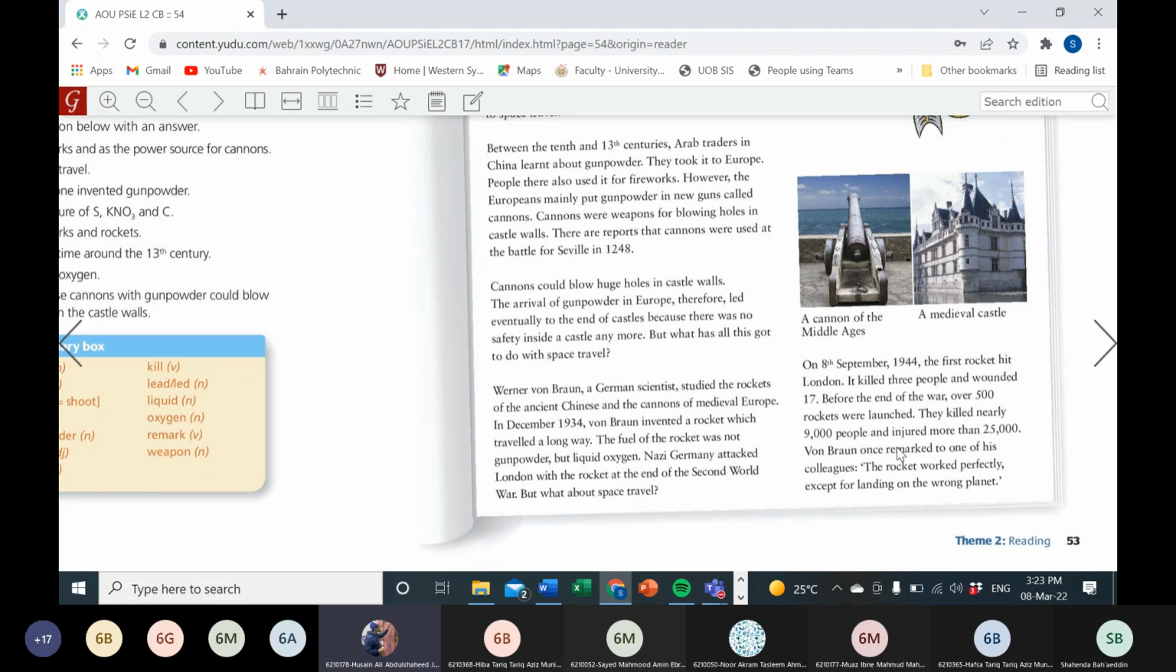Before the end of the war, over 500 rockets were launched. They killed nearly 9,000 people and injured more than 25,000. Braun remarked to one of his colleagues, the rocket worked perfectly except for landing on the wrong planet. Okay, very good.